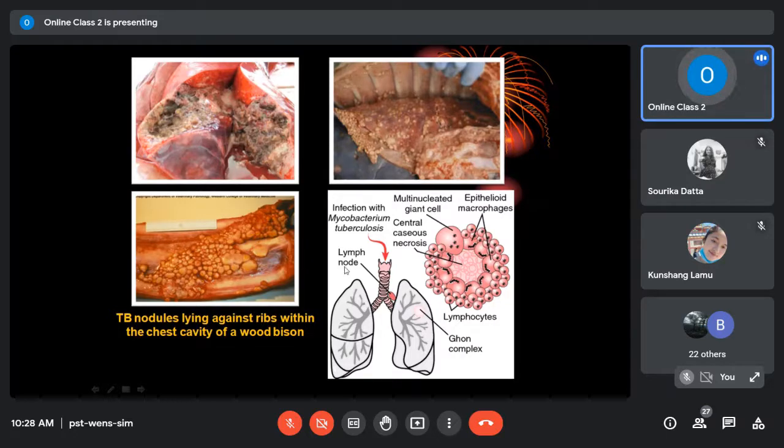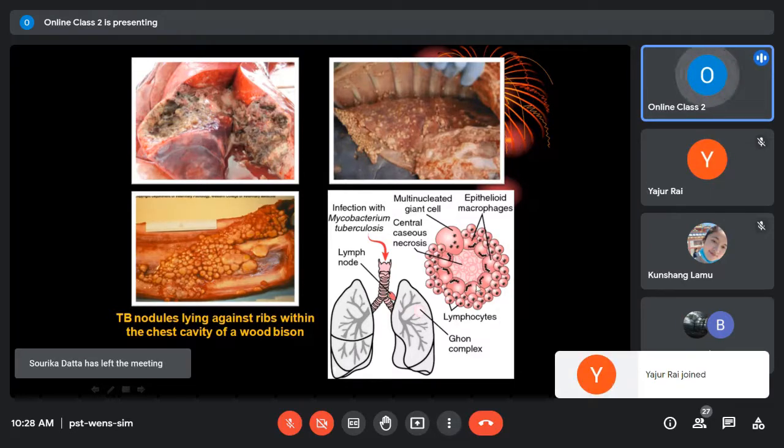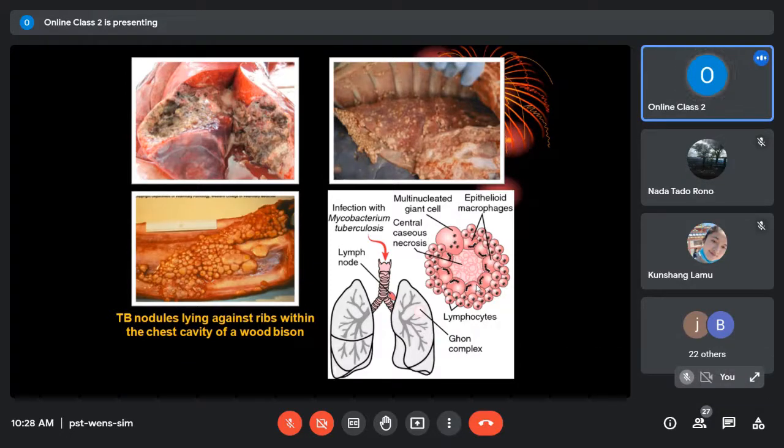And this is a schematic diagram as I was talking about. If you make a section, as we have already discussed in granulomatous inflammation in the chronic inflammation chapter, right? So if you see under the microscope, this is a schematic one, not actual. The actual picture I'll show you in later slides.